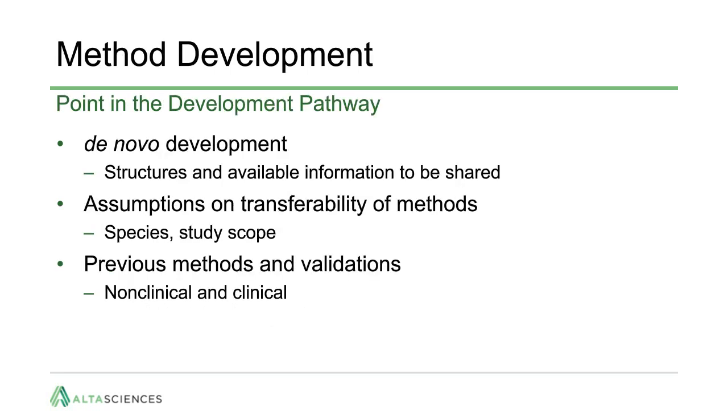For de novo method development, structures and any available information should be shared to ensure the best development path. Assumptions on the transferability of methods should be avoided. Providing available methods and development and validation reports for review is recommended. If development for a non-clinical study is needed and clinical studies have already been initiated or completed, providing both clinical and non-clinical methods for review is suggested, so that the totality of the scientific information is available before transferring and/or developing a new method.